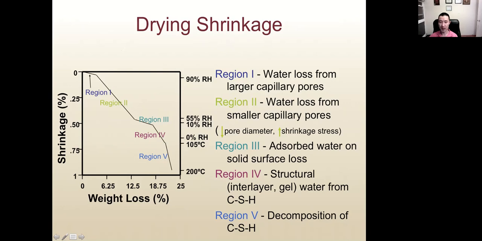And region 5 only occurs when we increase the temperature of concrete to very high, about 105 degrees. The shrinkage value is very high, as we can see here. The slope of the curve is very steep. But most commonly, dry shrinkage occurs in region 1, region 2, sometimes region 3 and region 4.